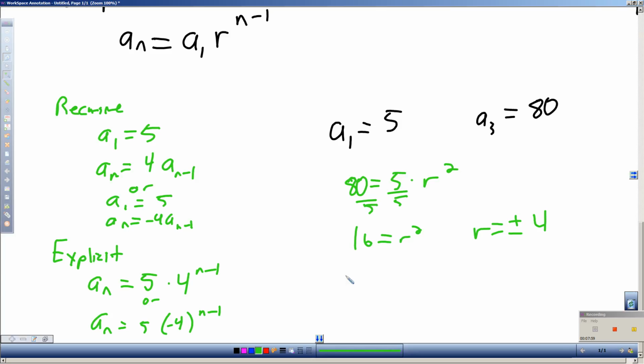Yeah. We also might want to sum up a geometric sequence. Right? What is sum up? We want to add up all the terms of the sequence.